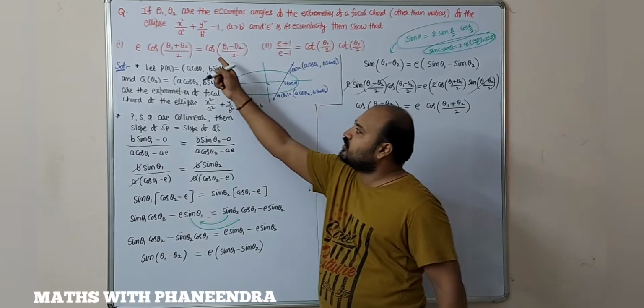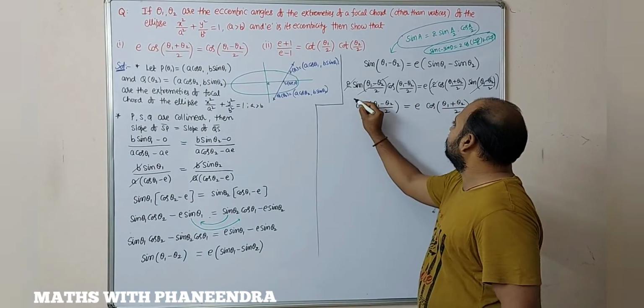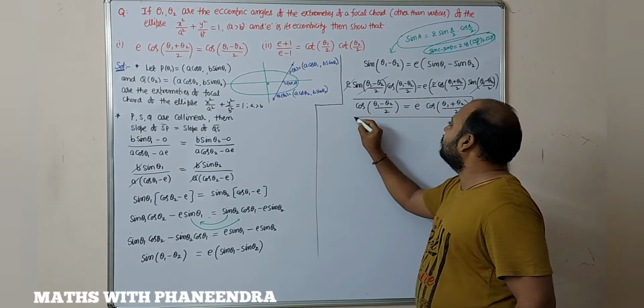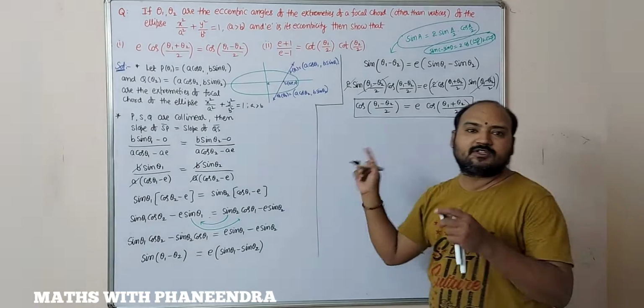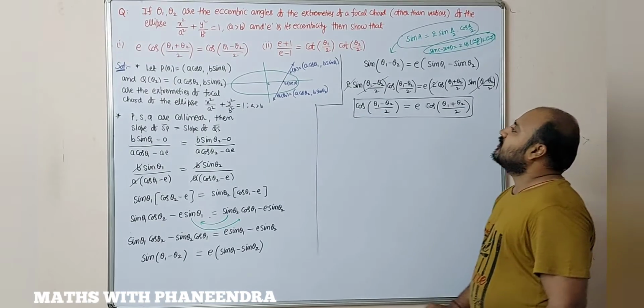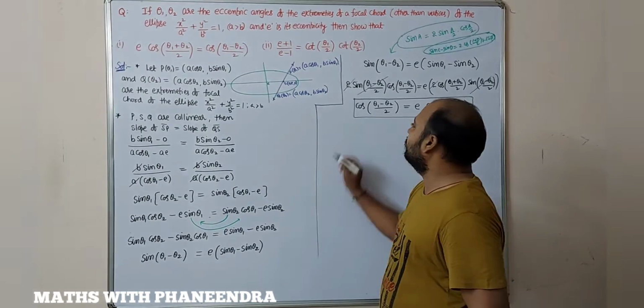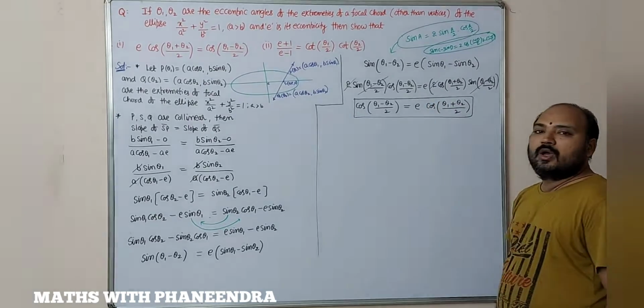That's what they are asking to prove, the first result. The first result was completed. This is the first result, dear students. Result 1, hence proved. The first result is over.